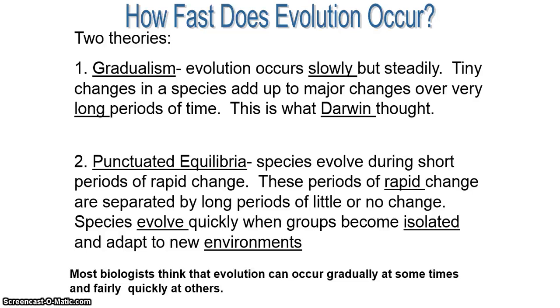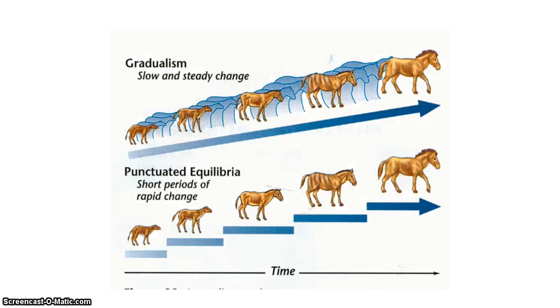And again, we'll have talked about industrial melanism and the peppered moth. That is an example of evolution happening very quickly. Bacteria evolve very quickly. So those are just two examples of punctuated equilibria.